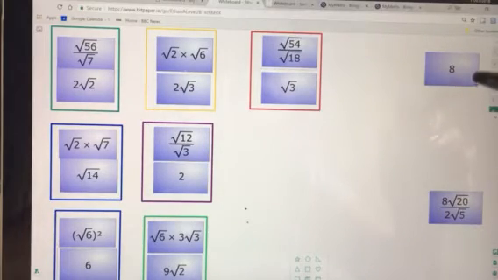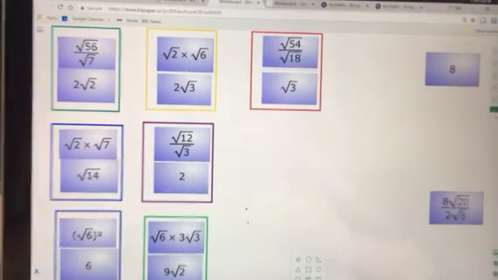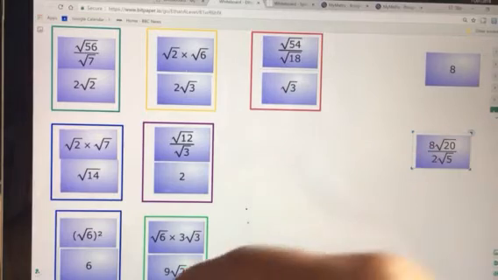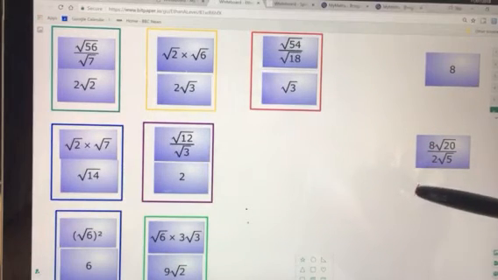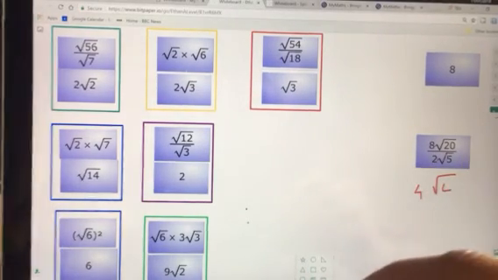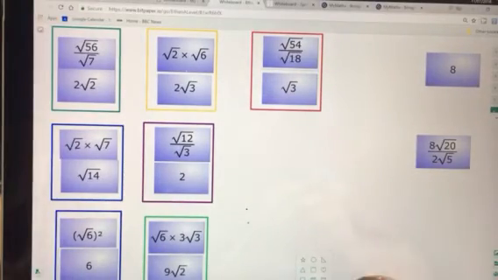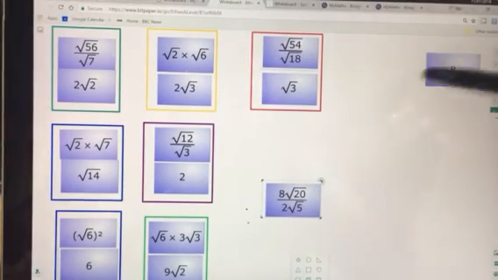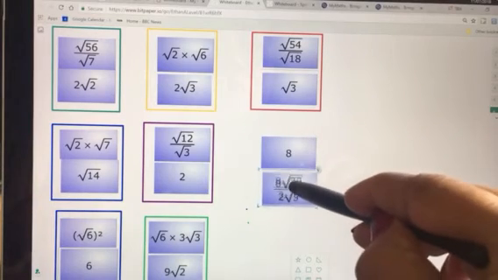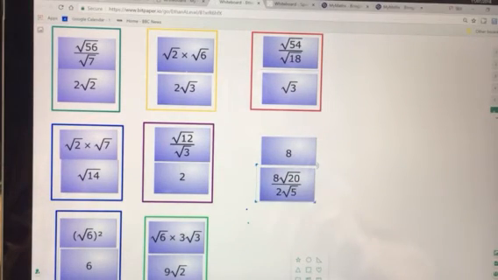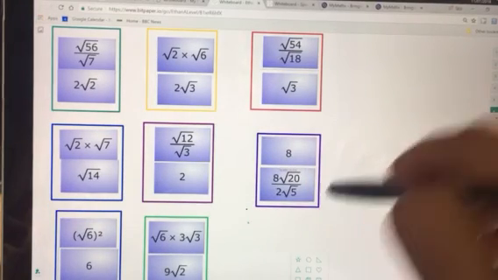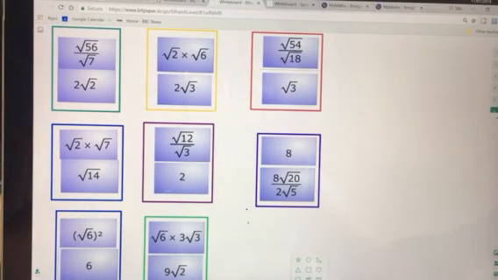And of course, if you have to work out this, 8 divided by 2 will give you 4. 20 divided by 5 will give you square root of 4. Square root of 4 is 2, times 4 will give you 8. And obviously that is the last pair, and that pairs up with that. And now you have your interactive activity using Bitpaper. It's brilliant.